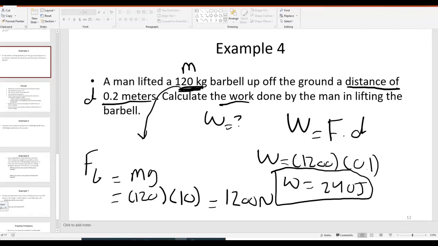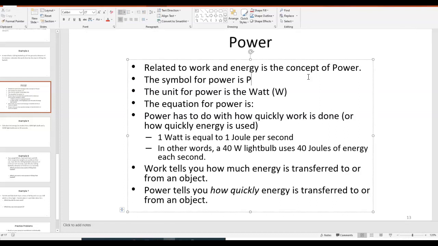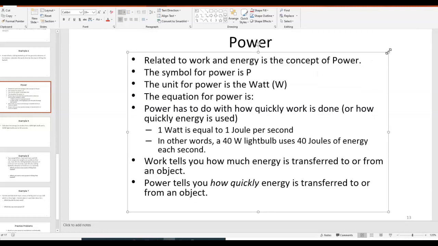The last thing we're going to talk about in this video is power. Very quickly, power is related to work and energy. Basically, power is the rate that energy is used, or the rate at which work is done. So in other words, it's not just about energy, but energy over time. How quickly can that energy be used?